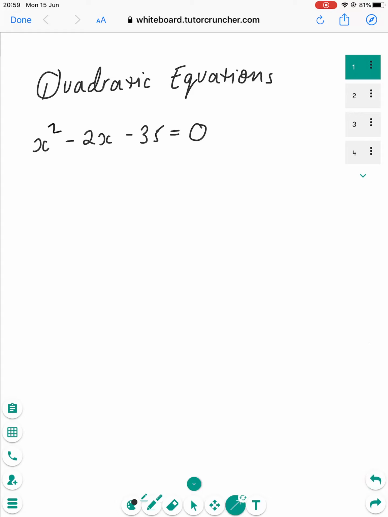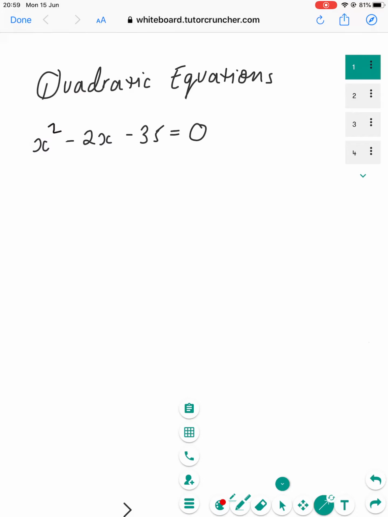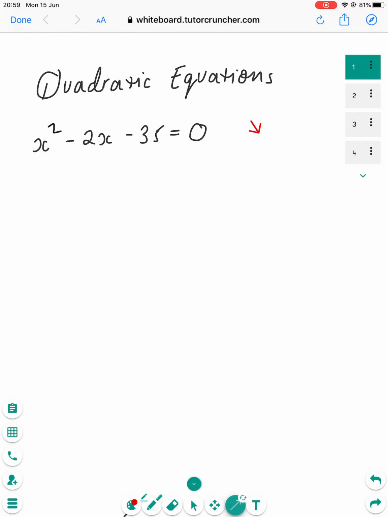Okay, so the first thing you want to do is make sure that the right-hand side of the equal sign is always equal to 0. So if you had, say, x squared minus 2x equals 35, you just flip it around to the other side so that the right-hand side is always equal to 0. That's the first step.